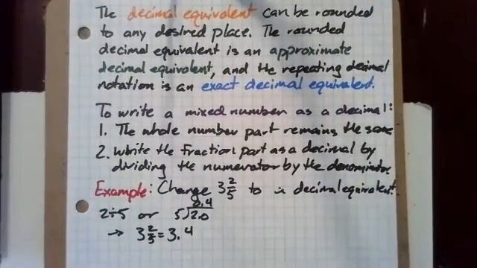The decimal equivalent can be rounded to any desired place. The rounded decimal equivalent is an approximate decimal equivalent, and the repeating decimal notation is an exact decimal equivalent. To write a mixed number as a decimal, the whole number part remains the same, and then we write the fraction part as a decimal by dividing the numerator by the denominator. So we're asked here to change 3 2/5 into a decimal equivalent. Well, that's 2 divided by 5, or 0.4. So 3 2/5 is 3.4.